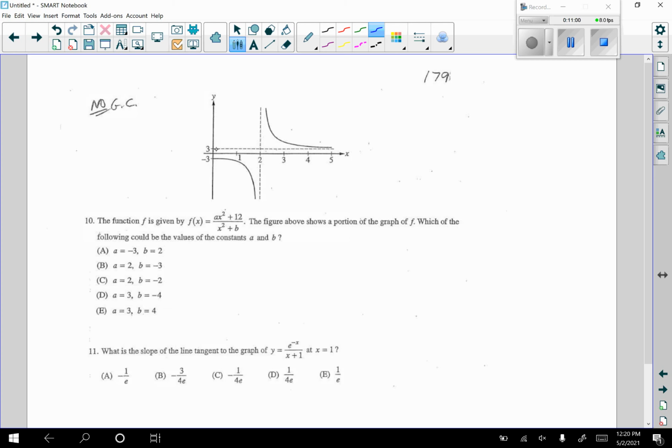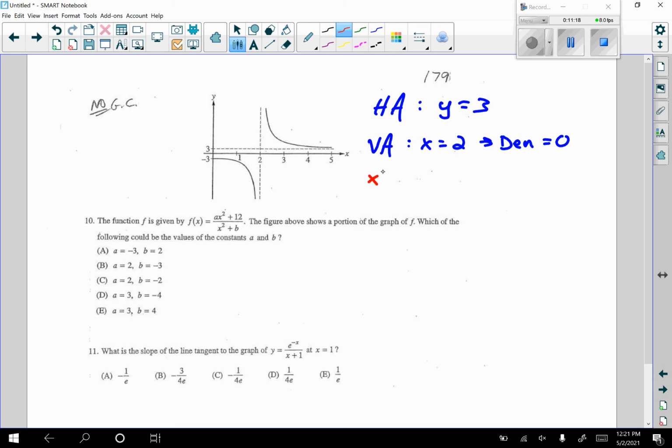If you look at the graph, what's going to help us here are the horizontal and vertical asymptotes. So we have a horizontal asymptote of y equals 3, vertical asymptote x equals 2. Let's start with the vertical asymptote. That's always the easiest. That happens when the denominator is equal to 0. So we'll go ahead and do that.